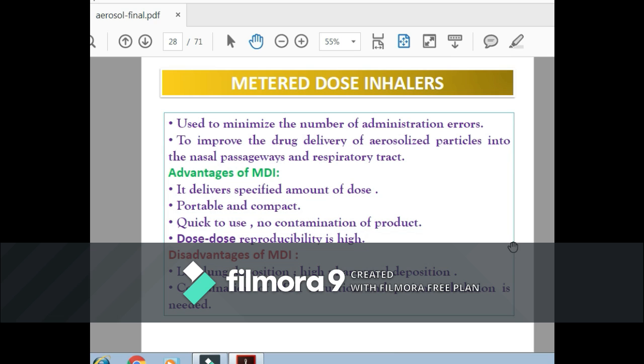Then metered dose inhalers, which are called MDIs. These are a specific type of actuator having a metering action, so they can measure your particular dose when we press it. Once we have pressed the button, it will deliver the required amount of dose, or how much dose should be expelled from your container, and that can be adjusted.